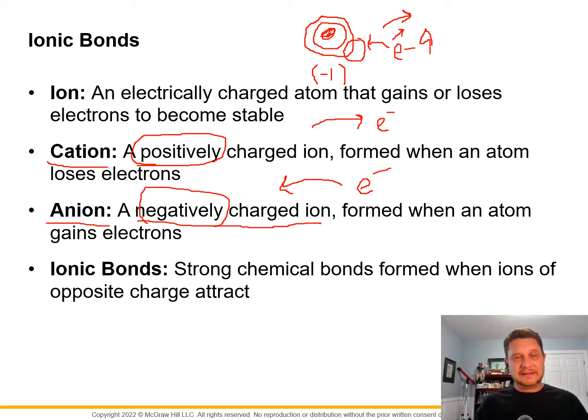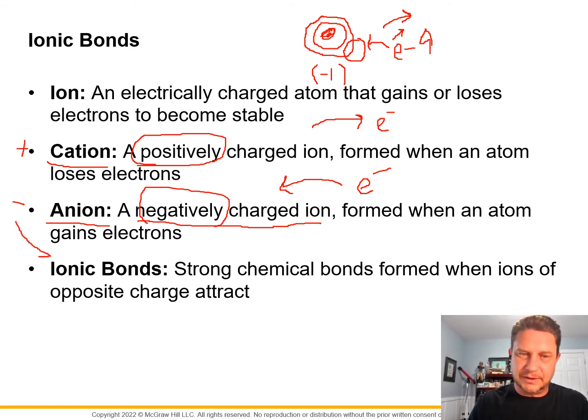Now, these two, this positive and negative, can then act like magnets and attach to each other with no sharing, just simply by the electric attraction between them. And we call that an ionic bond. It is a bond where the charge attracts them. Again, they're like magnets.